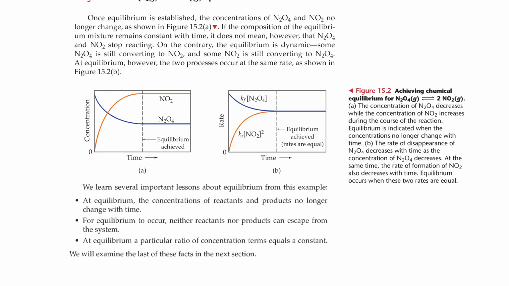We learned several important lessons about equilibrium from this example. At equilibrium, the concentrations of reactants and products no longer change with time. For equilibrium to occur, neither reactants nor products can escape from the system, and at equilibrium, a particular ratio of concentration terms equals a constant. We'll examine the last of these facts in the next section.